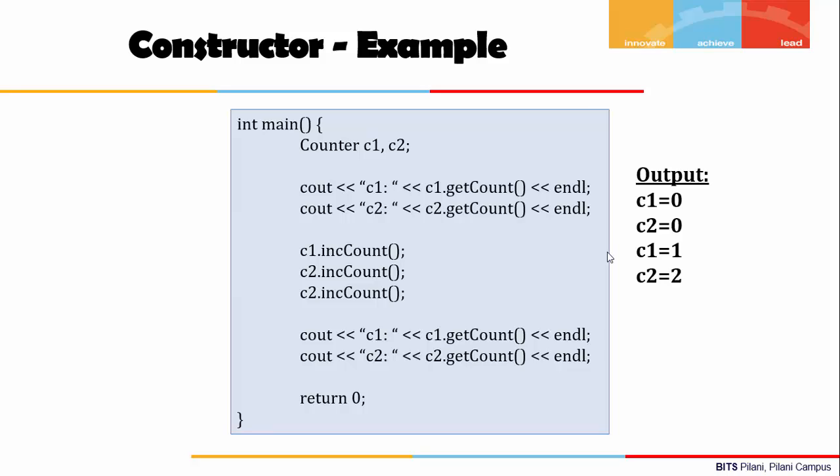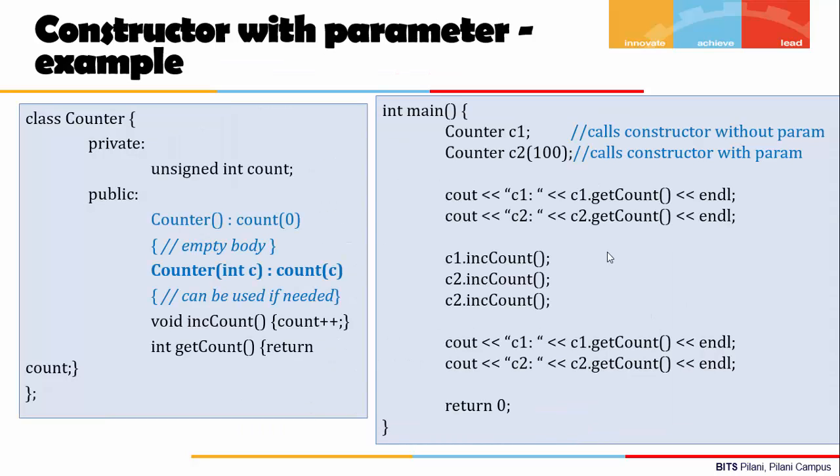Now with the same example, we are using a constructor without and with a parameter. If you see this here, we are using a counter without a parameter. Here, a constructor with a parameter. The same example. So here, in this case, counter C1 is called. That means C1 is without a parameter, so it will be initialized to 0. Then counter C2 is called with some parameter, so it is initialized to 100.